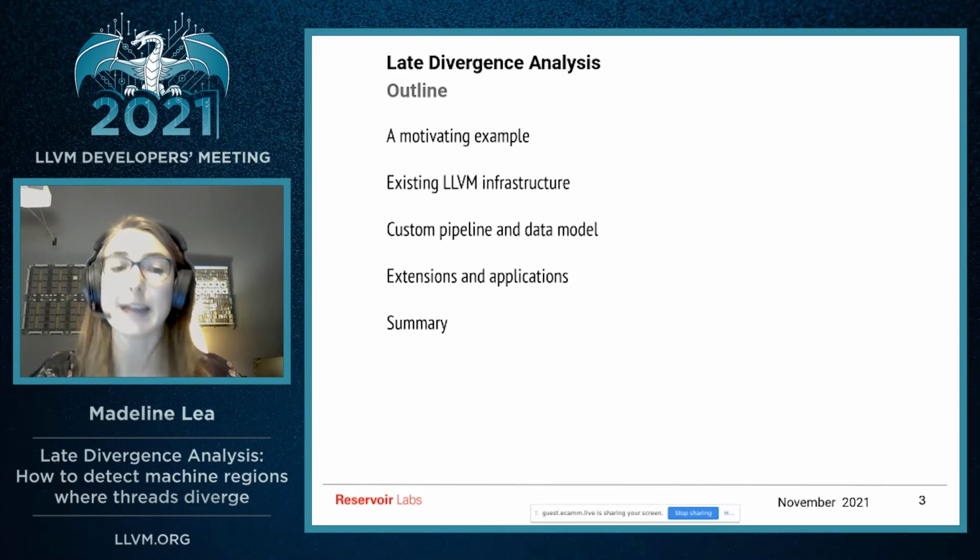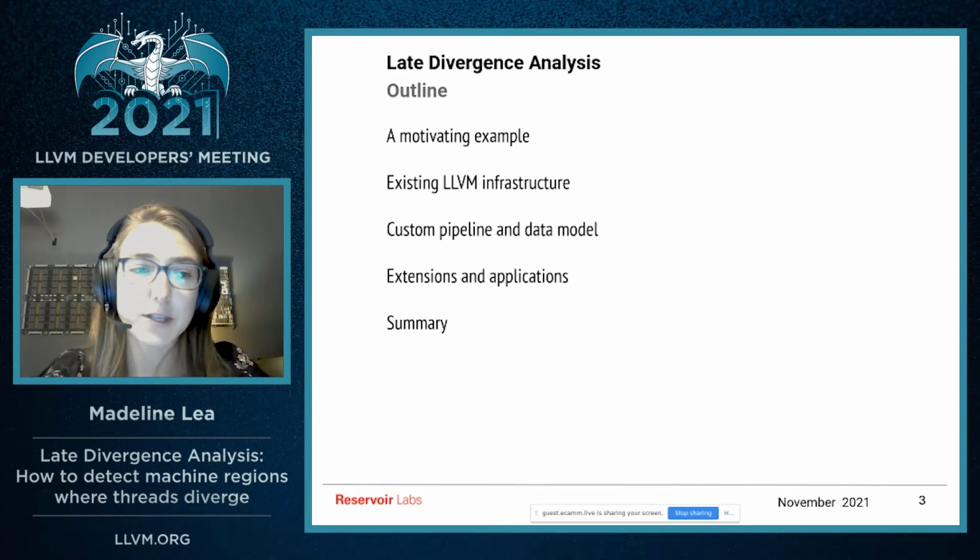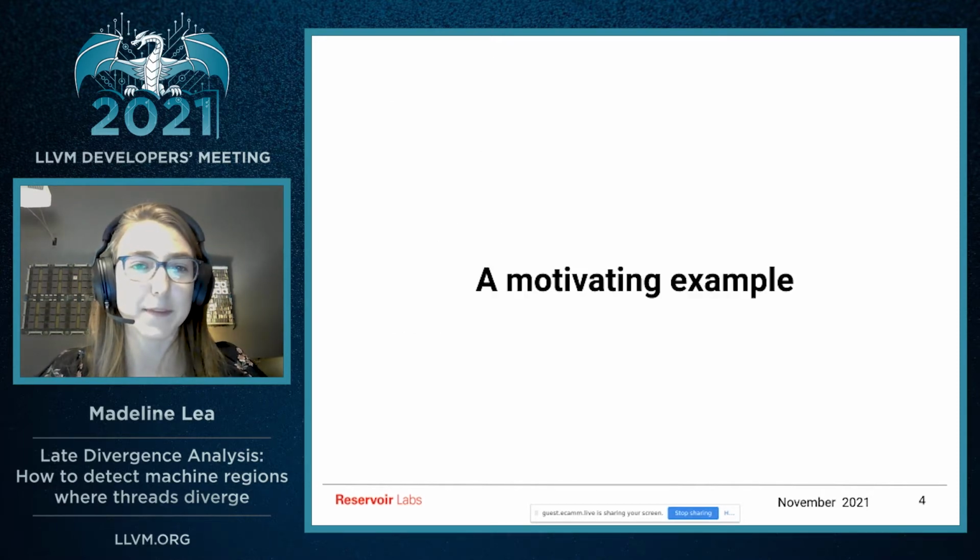I'm going to start with a motivating example that this analysis is useful for, and then I'll cover the existing LLVM support to access this type of information, and finally I'm going to walk through our custom pipeline for generating this analysis.